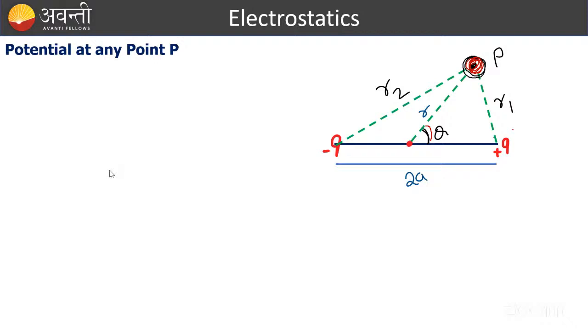So P point ka distance from minus Q, let's say this is R2, and from plus Q, let's say this is R1. Done it? Since this is not an equatorial point, we cannot calculate it by Pythagoras theorem. R2 को हम नहीं निकाल सकते Pythagoras theorem से. Done it? But what other geometry thing we can do?